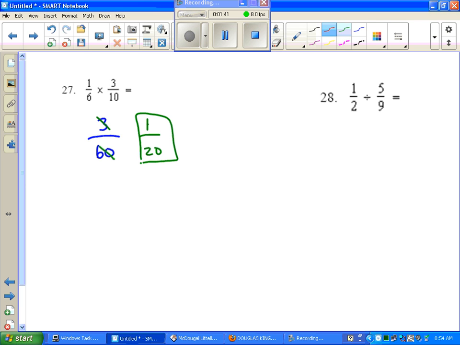An easier way for some people to do it is to realize, when they're looking at the original expression, that the number 3 goes into both the number 3 and 6. It's called cross canceling. It goes into itself one time, and it goes into 6 two times, since 3 times 2 is the number 6. So if you multiply straight across now, you get the same 1 over 20.